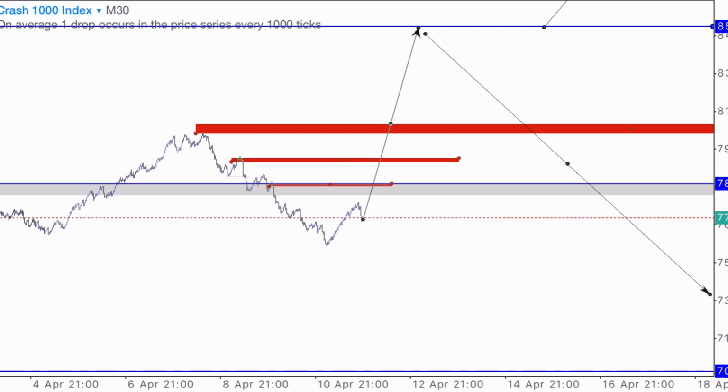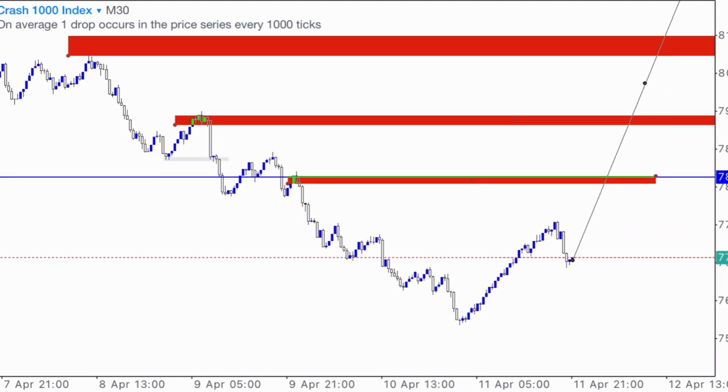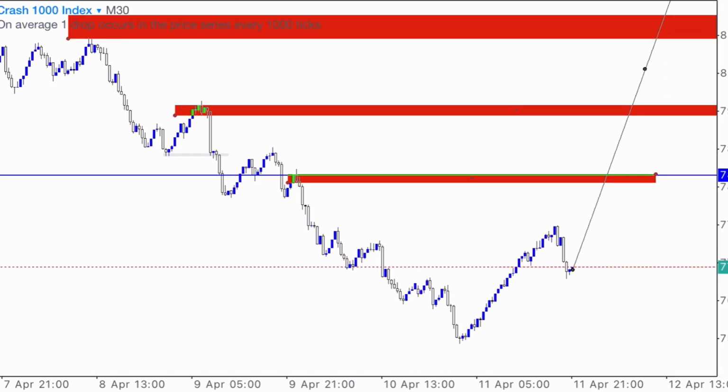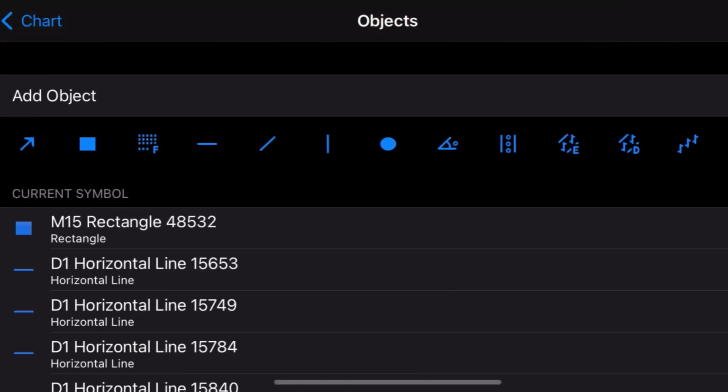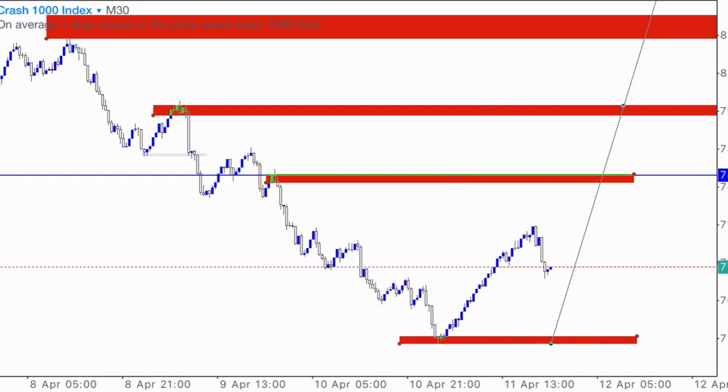So for now, the trend has not changed in Crash 1000. That simply means I will still be looking for selling opportunities, because I believe price will come all the way down here to break out of this lower low structure that it created here in the past. So I hope you really understand this right now.